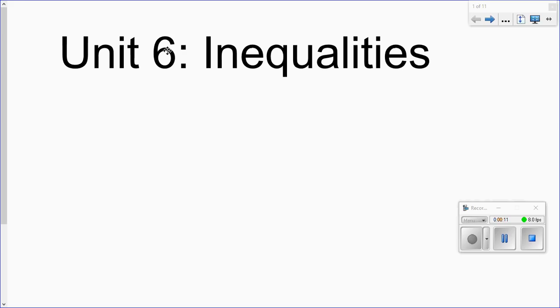This is not Unit 6, but I didn't change anything. Oh well. This is Unit 2. If you can't see, I'm doing 2 on equations and inequalities.